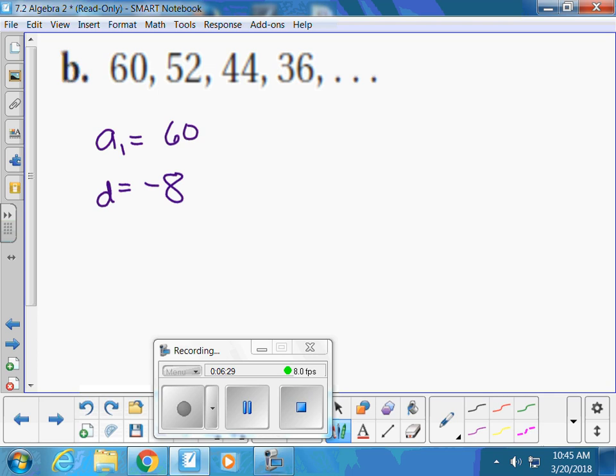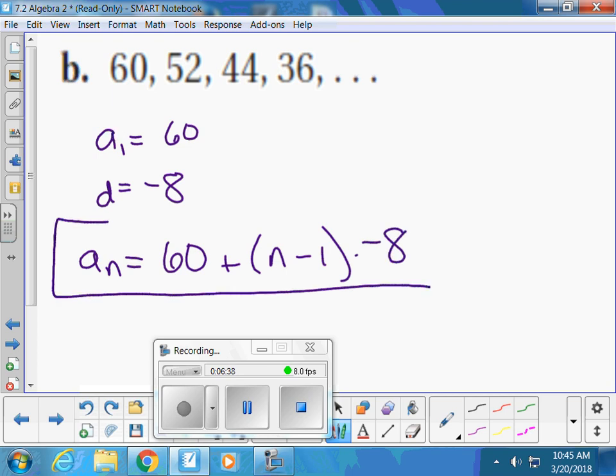So let's plop everything in the template. The first term would be 60. I would have my n minus 1, and then I put in my constant difference. So I'm okay leaving it like that. Questions on that part of it?